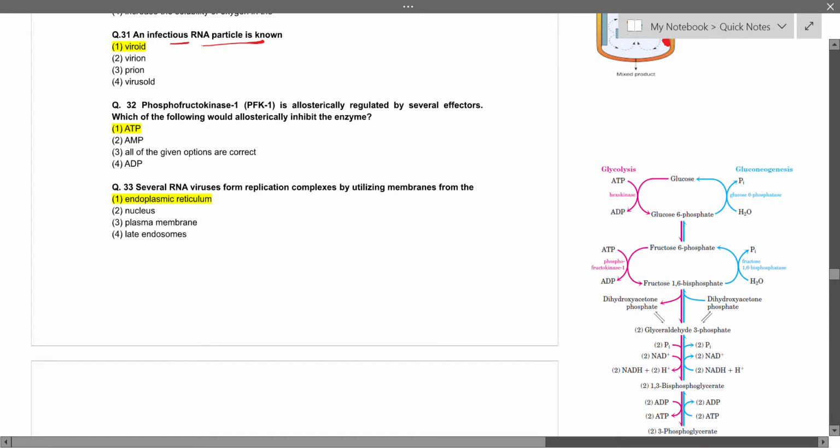Here it has specified the word RNA. A viroid is an infectious RNA particle which infects only plants, whereas a virion is a complete virus particle. It has a protein capsid, the genetic material and the tail fibers and everything. And this genetic material can be DNA or RNA.